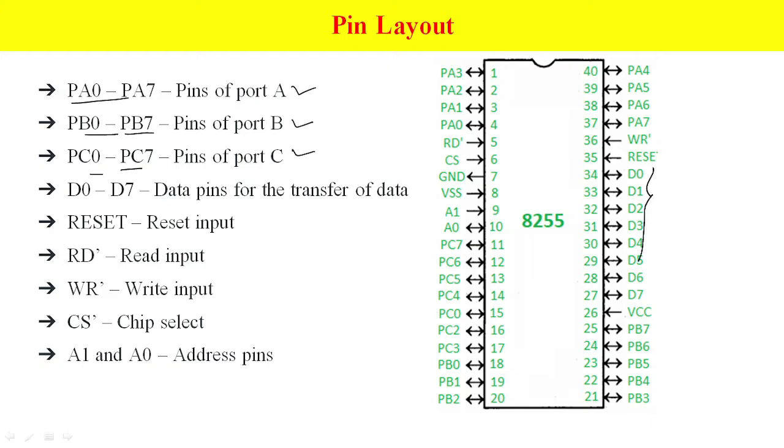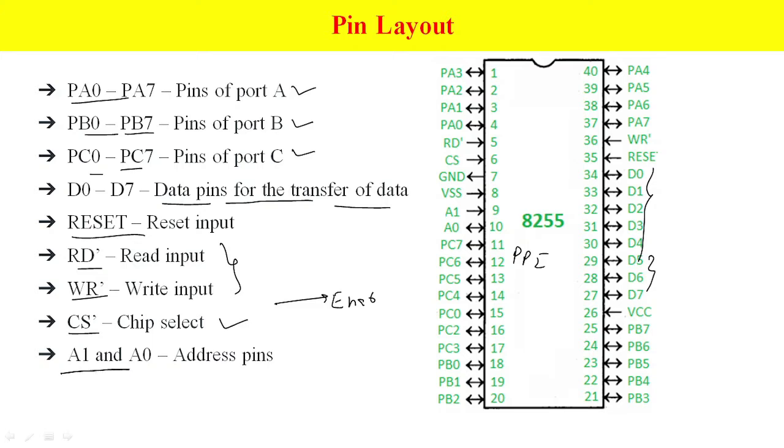These are the data pins. These can be used as input or output pins. D0 to D7 are the data pins for the transfer of data. The reset pin resets the whole PPI IC. Read bar and write bar are simply for read and write operations. Chip select is to enable this chip. This is basically an active low signal. A1 and A0 are the address pins, so we can provide the address to this IC.